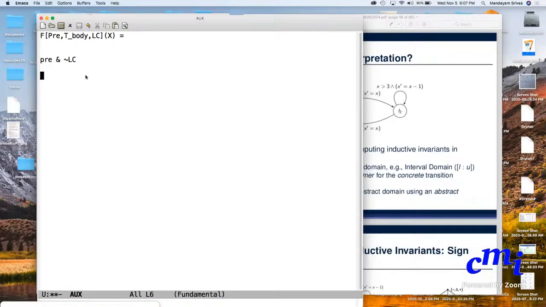Exit after exactly one? No, F should be after an arbitrary iteration. So I'll be defining it as, say, F given some X. Let me define it and explain why it is so. It will have this, okay?